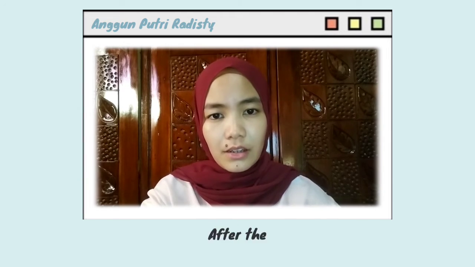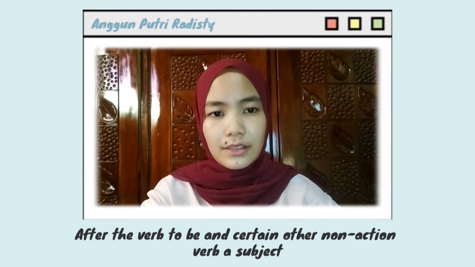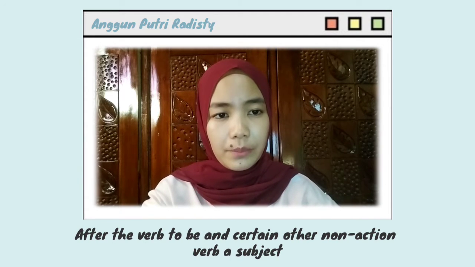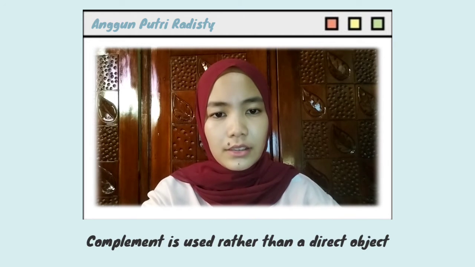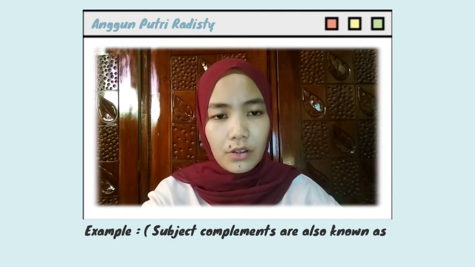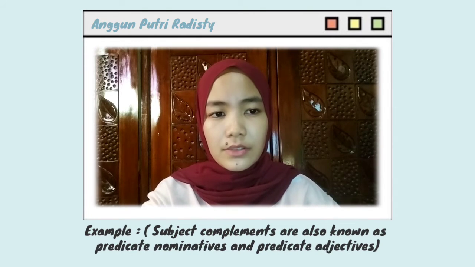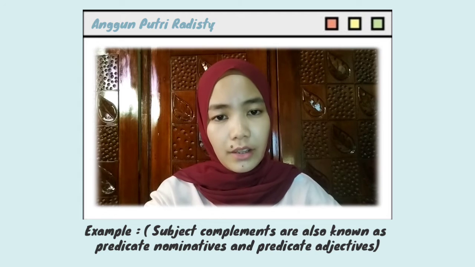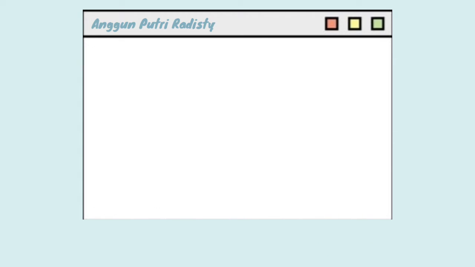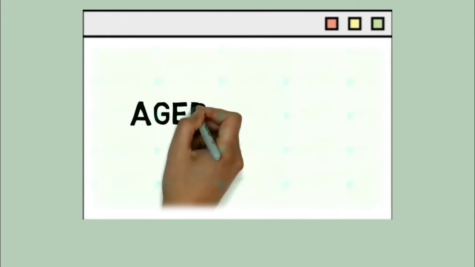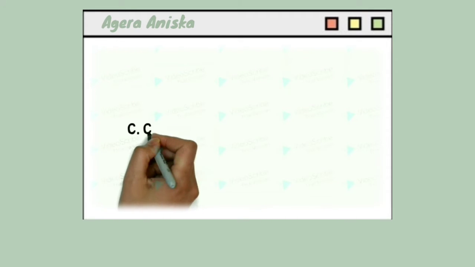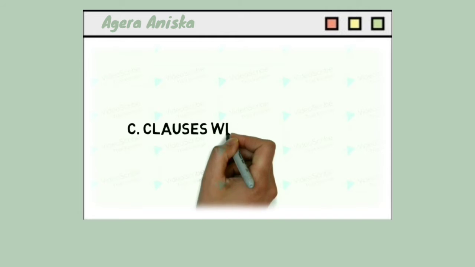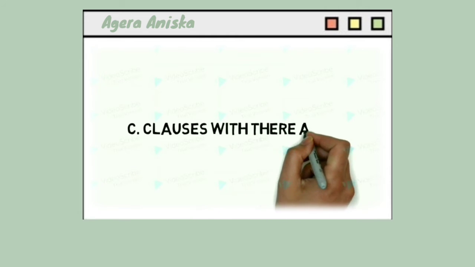Okay, next. After the verb to be and certain other non-action verbs, a subject complement is used rather than a direct object. Example, subject complements are also known as predicate nominative and predicate adjective. Okay, next, C. Clauses with there and it.